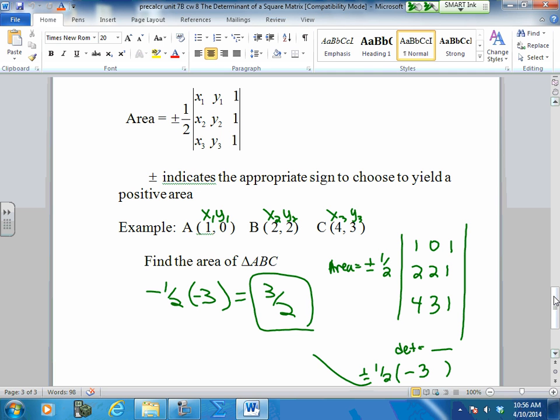If you were to graph this guy, just kind of looking at it, here's your 1, 0, here's your 2, 2, here's your 4, 3. Look at it. It goes this way. I have to find my distance formula here, my distance formula here. I have to go through a lot of trouble in order to find this. So therefore, we use your determinant of your 3 points, and we can find the area of your triangle. Okay? Just a nice little use for your determinant.